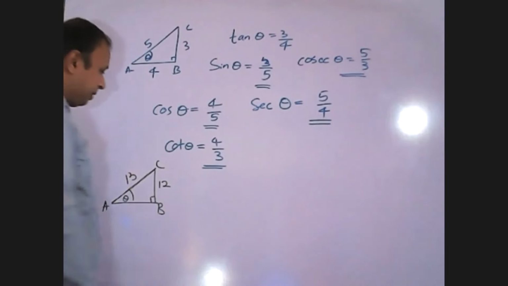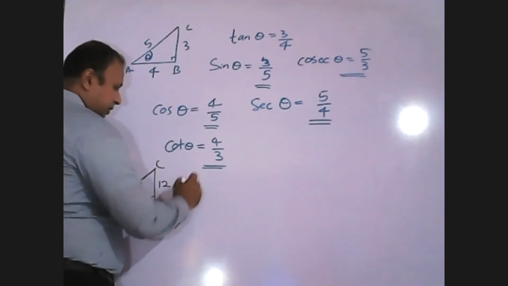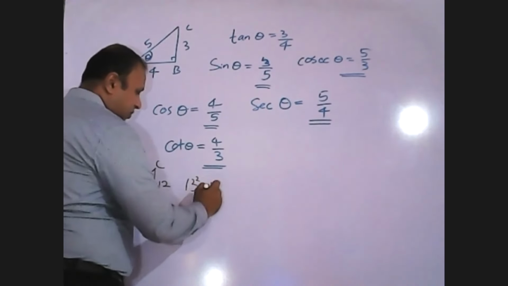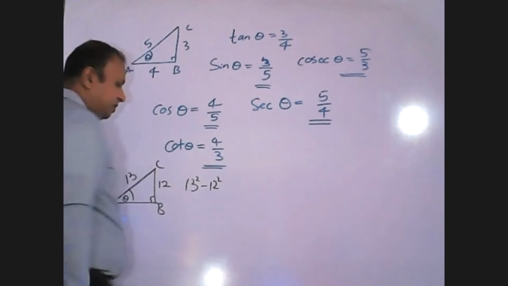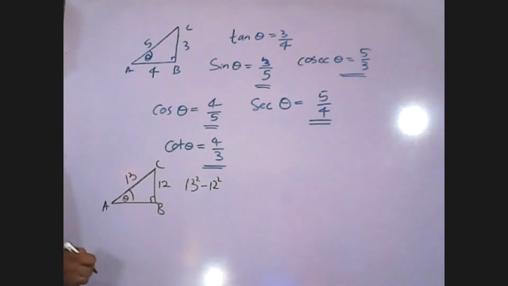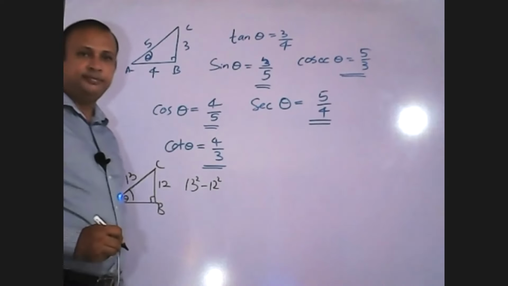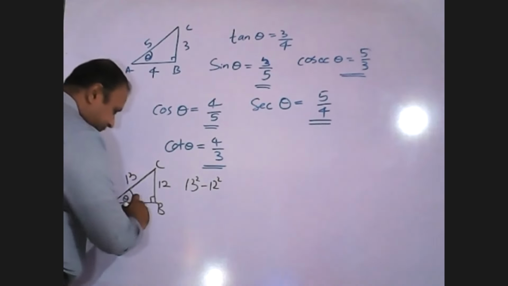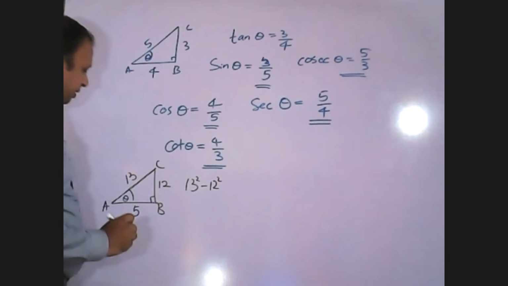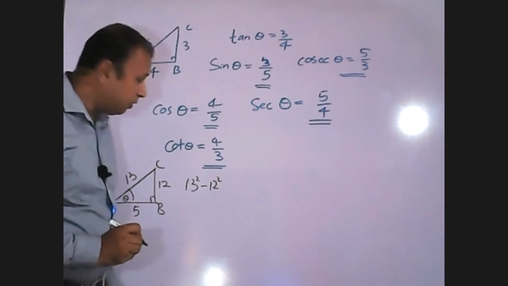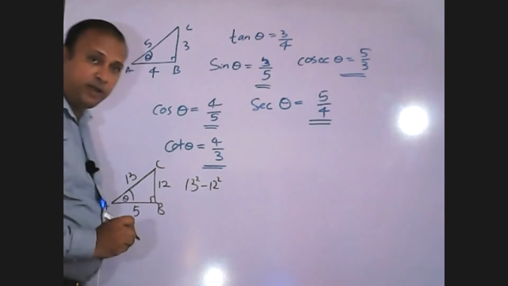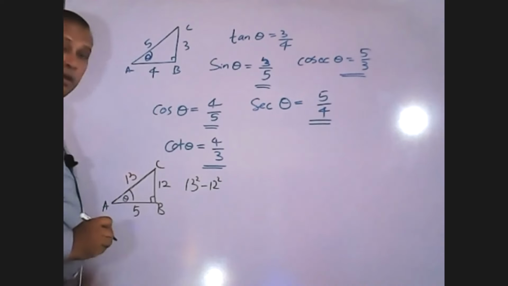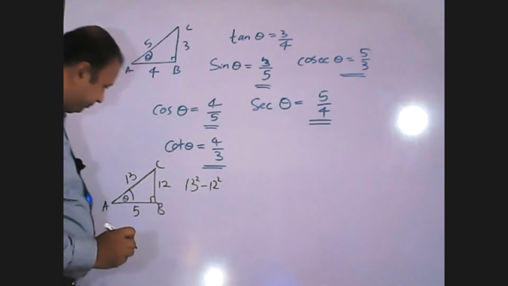If you use the Pythagoras theorem, square of 13 minus square of 12. What is the answer? 5, no? It is 5. 169 minus 144 means 25, and the square root of 25 is 5.